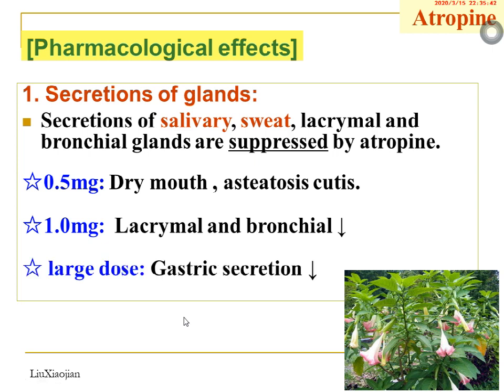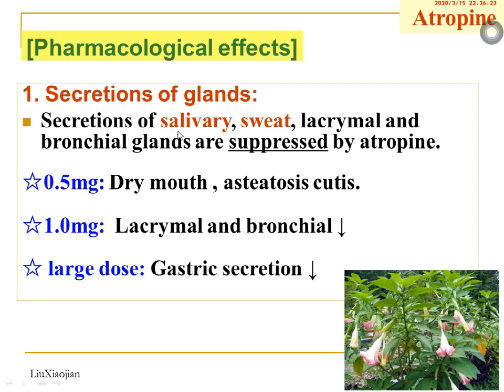Pharmacological effects. Just now I mentioned atropine is a competitive antagonist for the M receptor. So its effect is just the antagonism of acetylcholine. That is the opposite of acetylcholine. Compared with other organ tissues, the glands are relatively more sensitive to atropine. The secretion of the glands will be inhibited by atropine. The secretion will decrease.